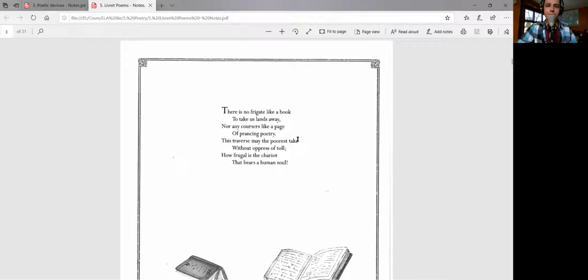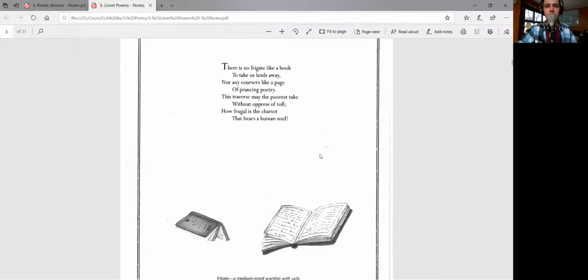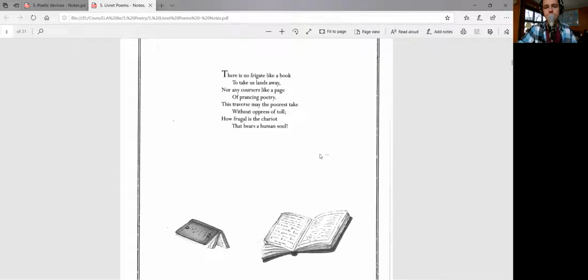We're going to read through. You can never, ever, ever start analyzing a poem until you've read the whole thing, first and foremost. And then maybe even we'll read it twice. And then we'll really start breaking it down for the language. So, there is no frigate like a book to take us lands away, nor any coursers like a page of prancing poetry. This traverse may the poorest take, without oppressive toll. How frugal is the chariot that bears the human soul.